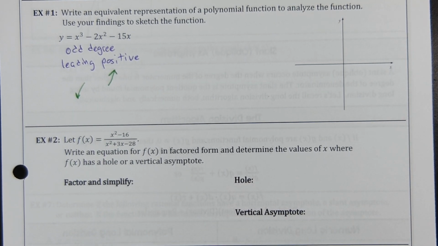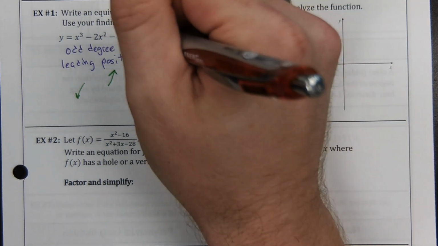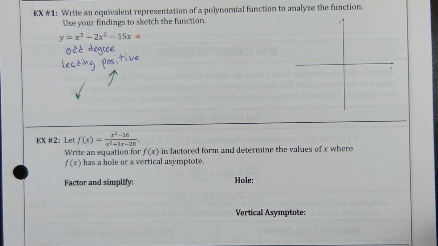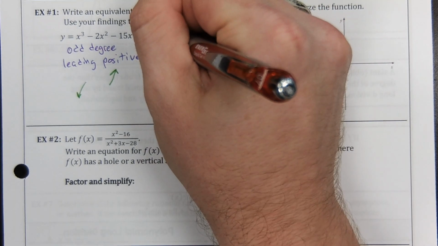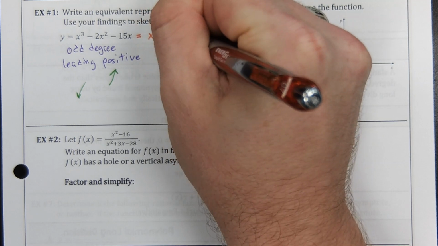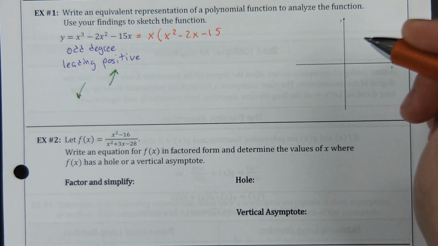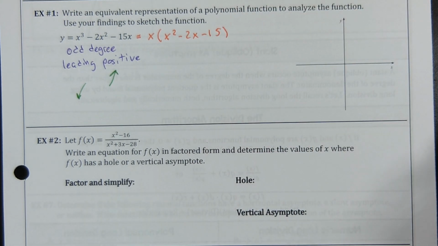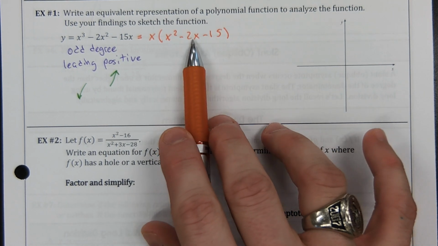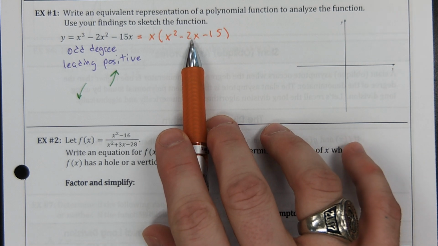Now, let's factor it. The very first thing you should always hunt for when you're factoring is a GCF. This one has one. What is it? X. Very simple. We're going to pull an X out. Leaves me x squared minus 2x minus 15. And yes, there are two numbers that multiply to negative 15 that add to negative 2, so it factors quite easily. The two numbers that multiply to negative 15 and add to negative 2 are negative 5 and positive 3.